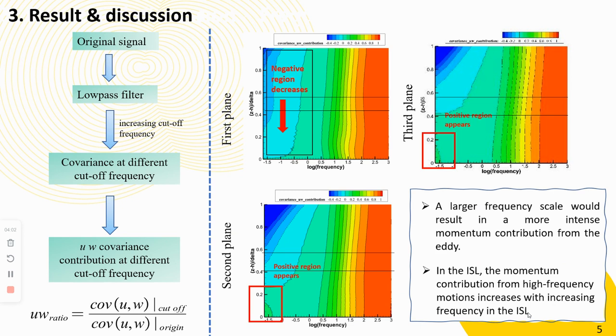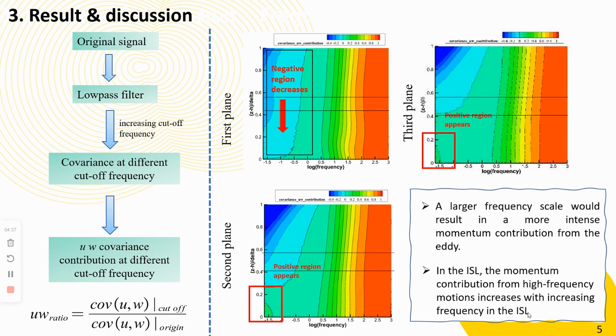First, we use a low pass filter for our velocity signal. For the low pass filter, we increase the cutoff frequency and get the momentum flux for each cutoff frequency, and then calculate the momentum flux contribution from every cutoff frequency. And this figure shows the momentum contribution at different turbulence scales.